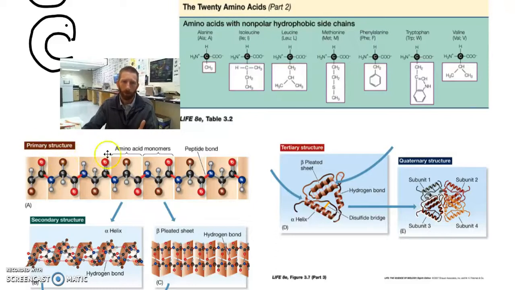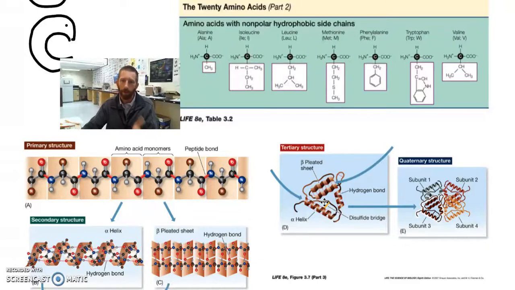So the primary structure is the sequence of amino acids, which is determined by the RNA, which is determined by the DNA, okay? But then the primary structure determines the secondary structure. The order of the amino acids, which amino acid goes in which position, determines whether the ribbon folds into an alpha helix or a beta pleated sheet. And then the alpha helix, beta pleated sheet, and the location of those, and the primary structure determines the tertiary structure, which is the three-dimensional shape of one chain.